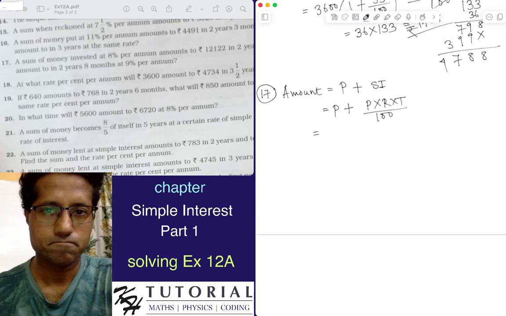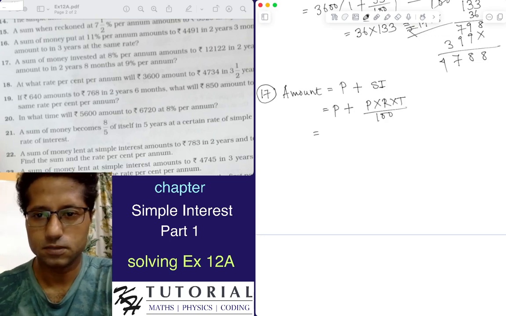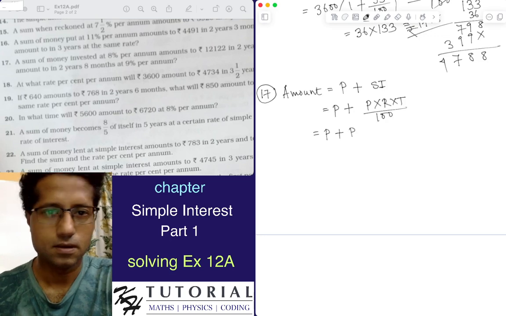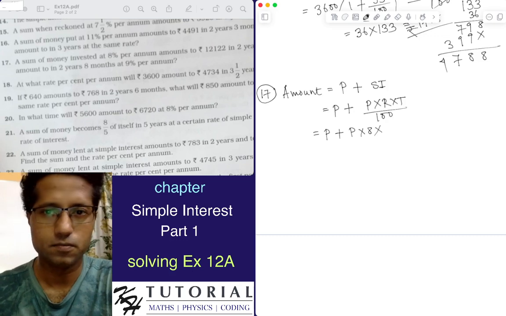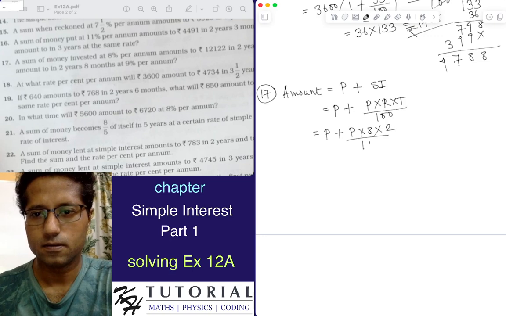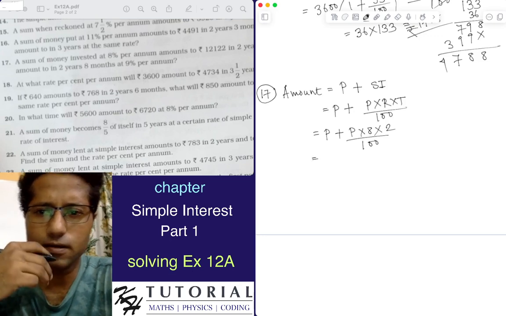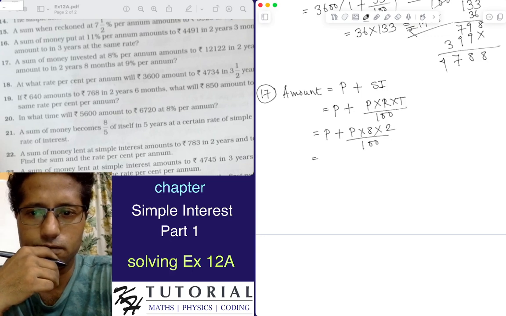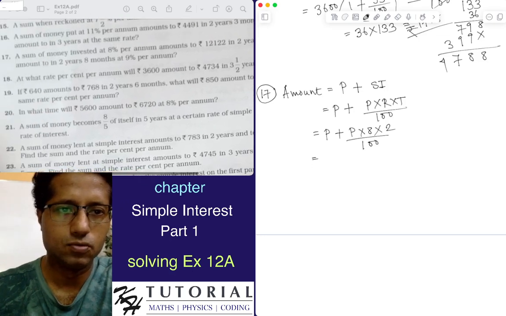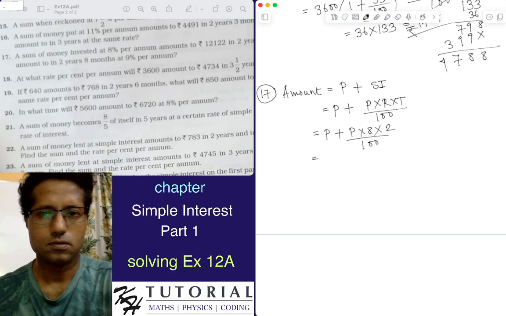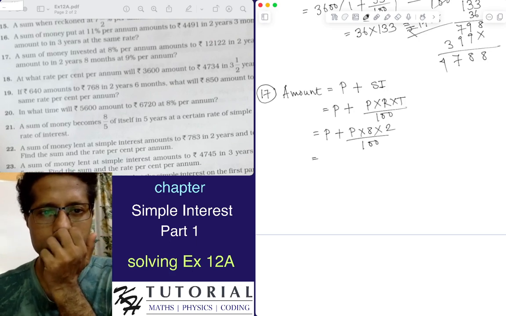T in the first case is given to be 2 years. So P plus P, and the rate of interest in the first case is given to be 8, and T is 2 years, divided by 100. Now we also know the amount, so we can find P. But it is then asking what will it amount to in 2 years, 8 months at 9% per annum?